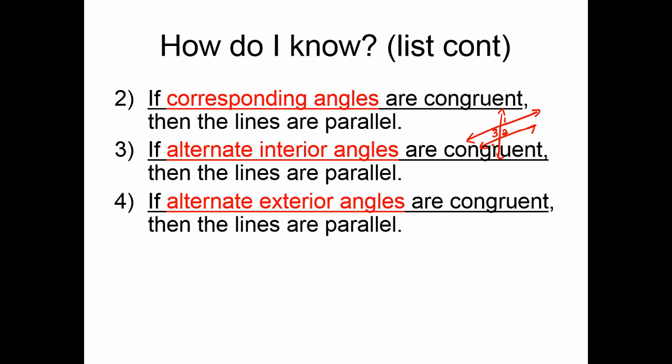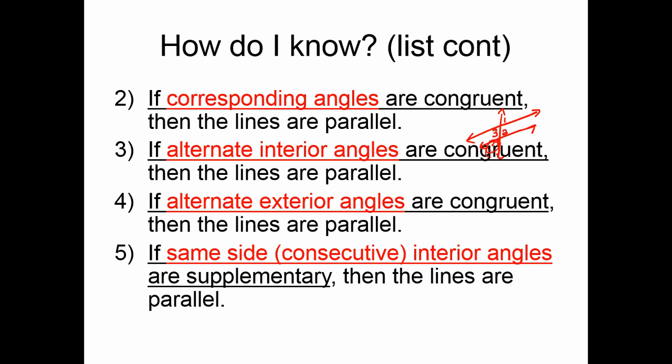If their alternate exterior angles are congruent, then I know for a fact that the two lines are parallel. Alternate exterior could be, for instance, this angle number 1, and let's come down here and label this one angle number 4 way down here. So when those alternate exterior angles are congruent, I know for a fact that the two lines are parallel.